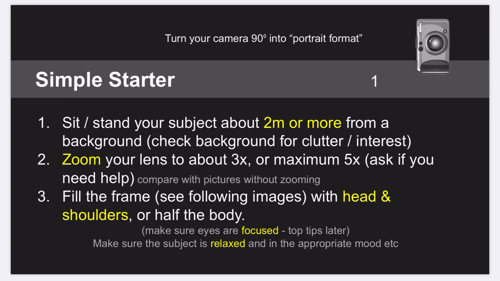Then you're going to probably need to zoom in your lens about 3 or maximum 5 times. You'll see why later with some examples. And we need to fill the frame. Obviously, we don't want too much background at all. We want a bit of background to show a bit of whatever's going on, but mostly it's about the person. Head and shoulders or half body is basically what we're looking for. Make sure the eyes are very focused. That's very important indeed.